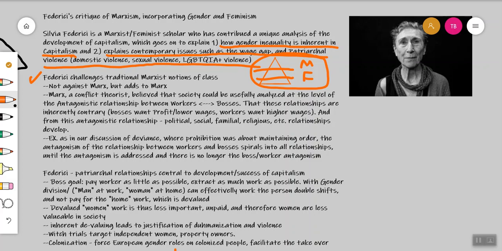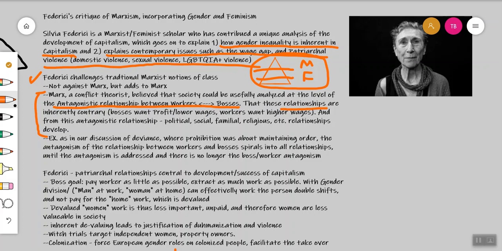notions of class. So initially, Marx's writings here, as a conflict theorist, believe that society can be usefully analyzed at the level of the antagonistic relationship between workers and bosses. And what I mean here is what we talked about throughout what conflict theorists look at. The antagonism being a relationship, and relationships are always the key part in conflict theory. The relationship of having opposite goals.